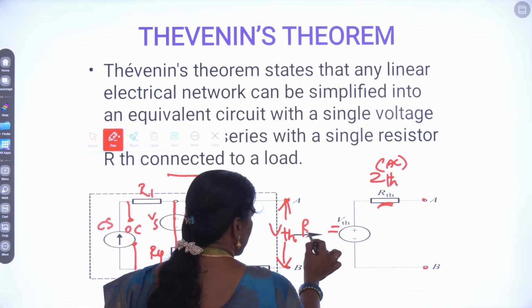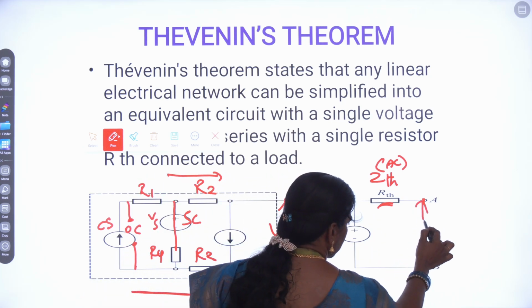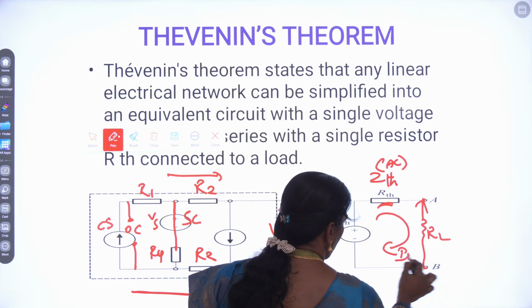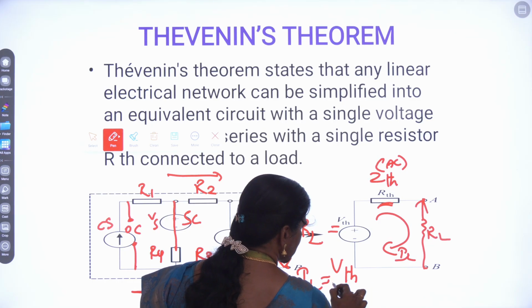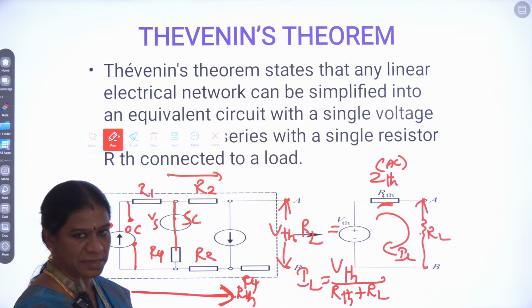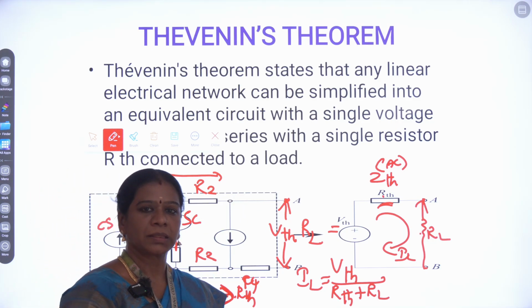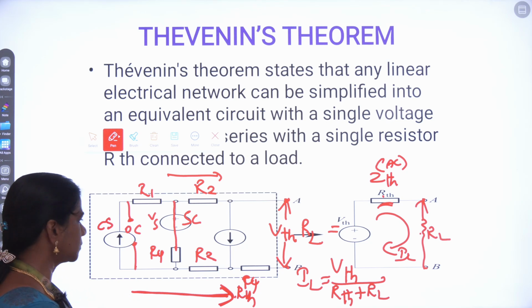If there is any RL present across AB, that RL may be connected here to find the current passing through RL. So the IL value will be given by this voltage source VTH divided by the sum of these two resistances, RTH and RL. So IL is VTH by RTH plus RL. This is the brief explanation for Thevenin's theorem. So based on this knowledge we can go for the next problem.